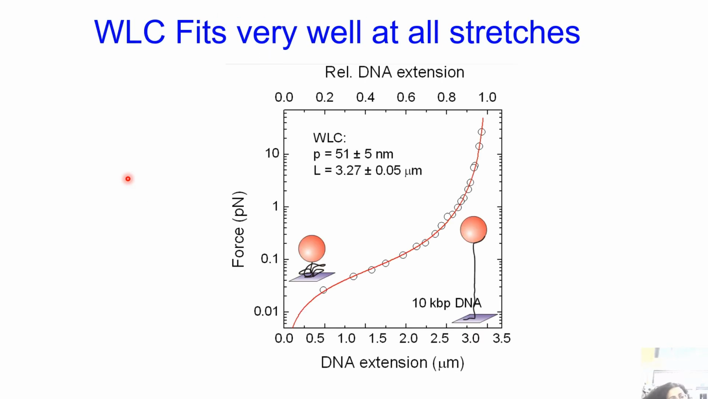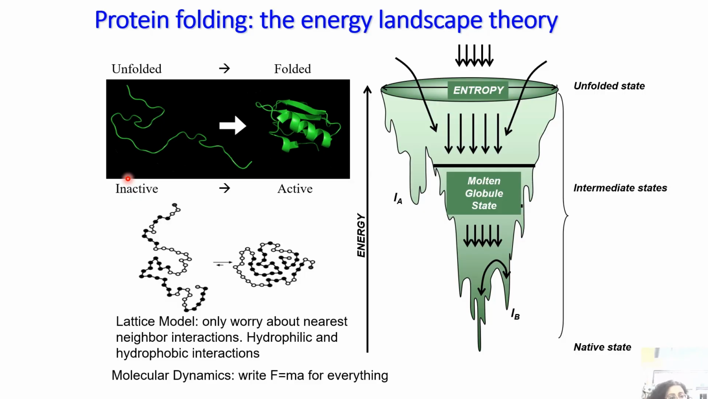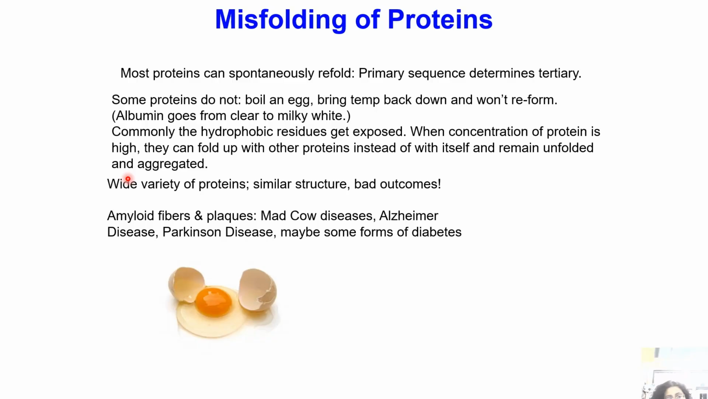So basically, protein misfolding and chaperones. Proteins can fold fairly fast. The protein funnel is a good model, extending beyond nearest neighbor interaction. Molecular dynamics will sometimes do a better job. Now, this is the protein folding funnel, the energy landscape theory, with the latest model that only worries about the nearest neighbor interactions, hydrophilic and hydrophobic interactions. Now, misfolding I've already talked about. Most proteins can spontaneously refold. Primary sequence determines tertiary structure. Some proteins do not.